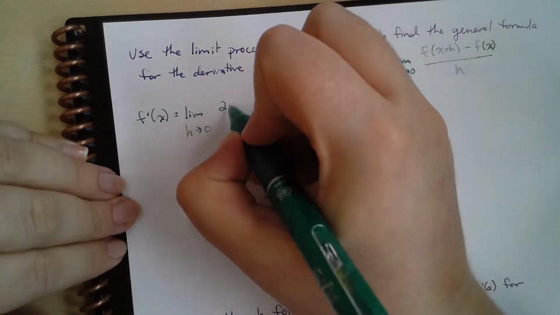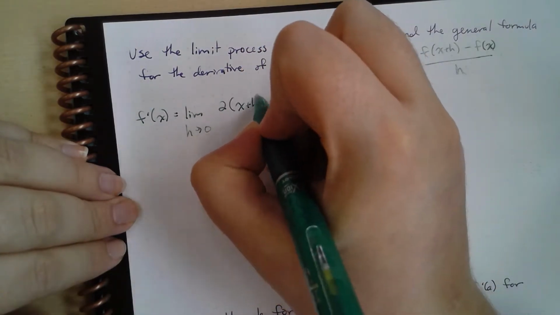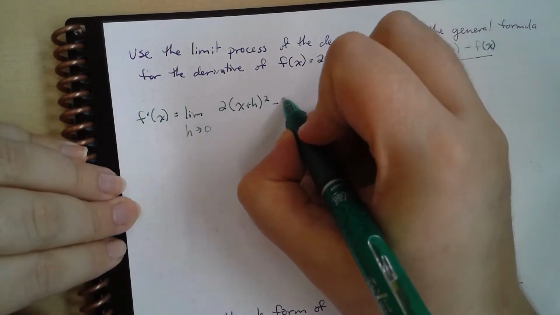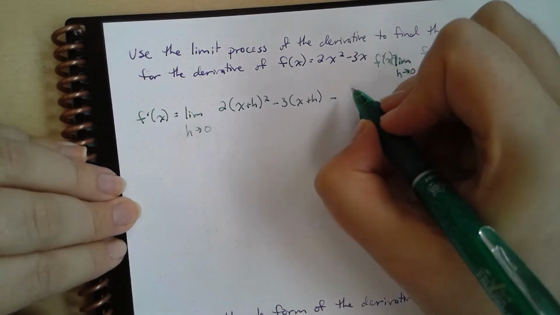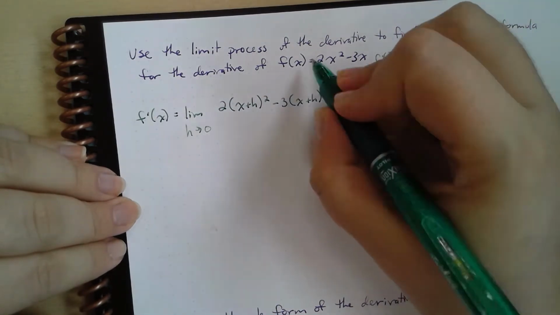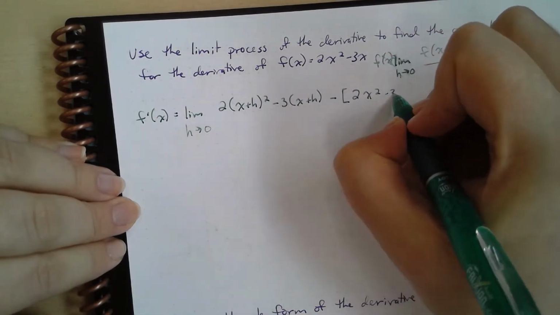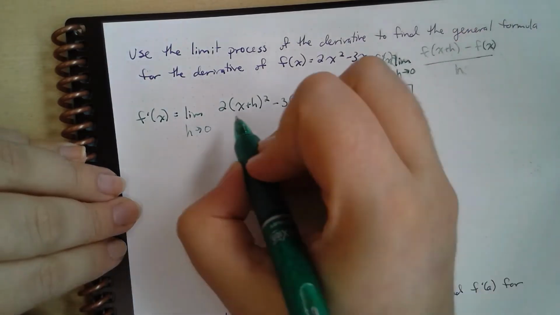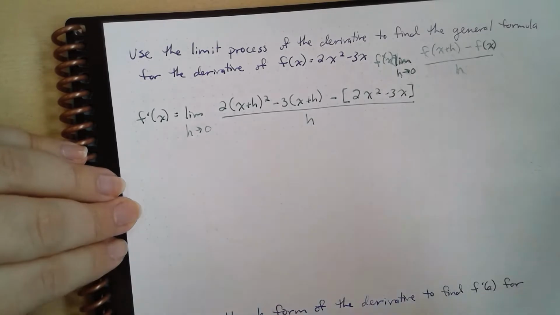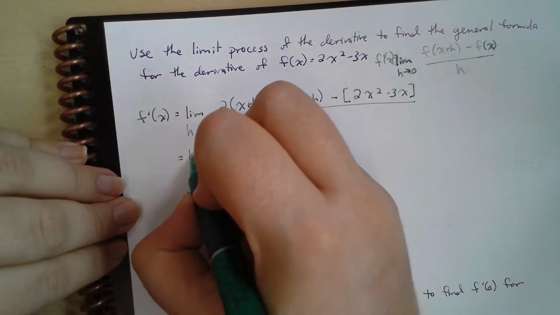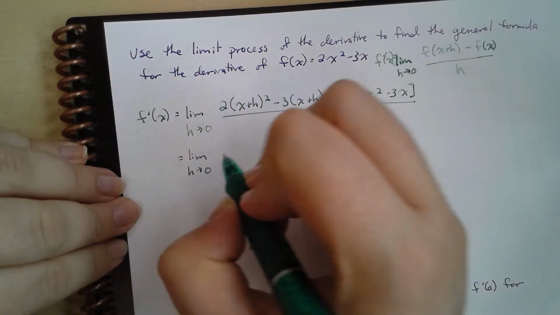So we're going to have 2 times (x plus h) squared minus 3 times (x plus h) minus, and I like to put this in parentheses, (f of x is 2x squared minus 3x), all divided by h. So let's break this up a little bit and see if we can simplify things here.